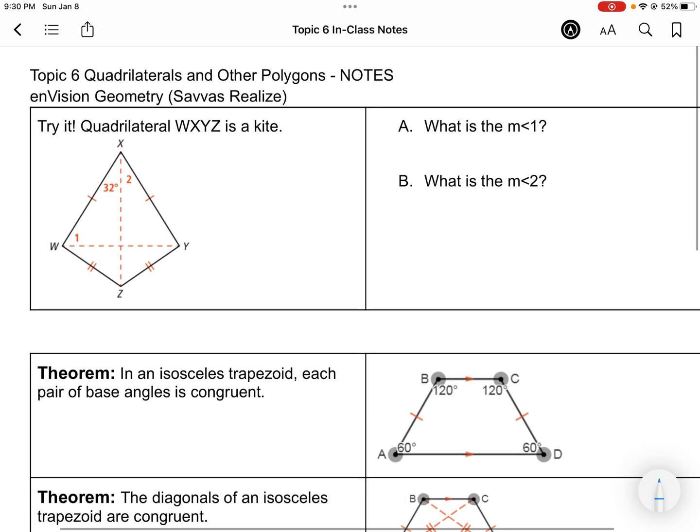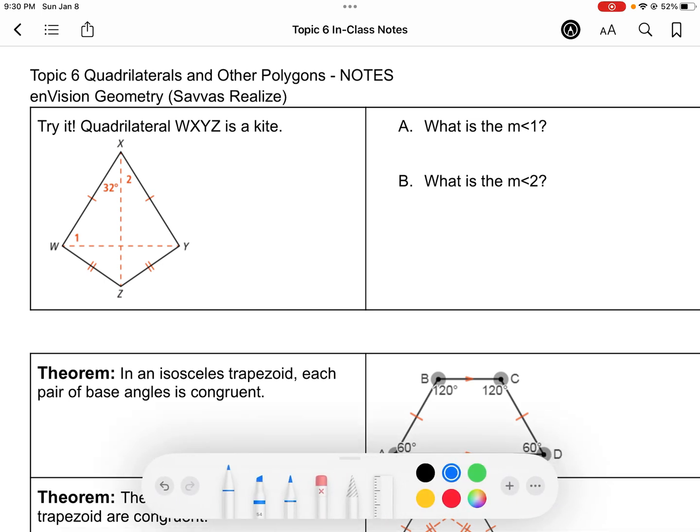We have another kite. And again, we want to identify the different angle measures. Angle 1, that's this angle here. I am going to use this right triangle first. Because the diagonals are perpendicular, I know that's a right triangle. So all three of these angles, 32 degrees plus 90 for the right angle, plus the measure of angle 1, have to equal 180. So if I subtract these two from 180, the measure of angle 1 ends up being 58 degrees.